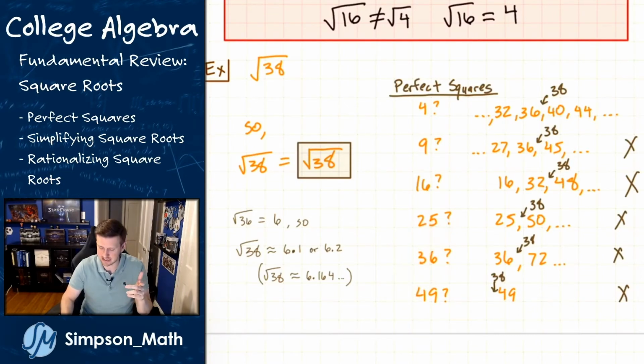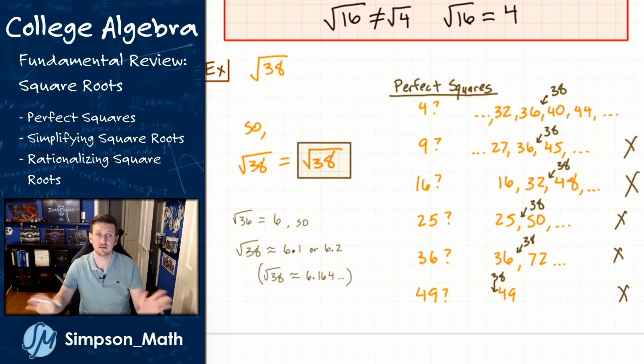Okay. Now, I've written down 36 and 49 just to show you. 36 is too big because if I times it by 2, it's 72. 49 is already too big, and I'm not multiplying by an integer to make it smaller. So 38 does not have a perfect square. That's kind of the mental process.